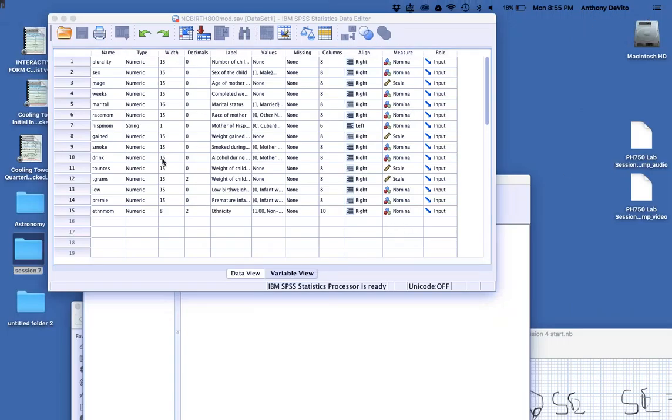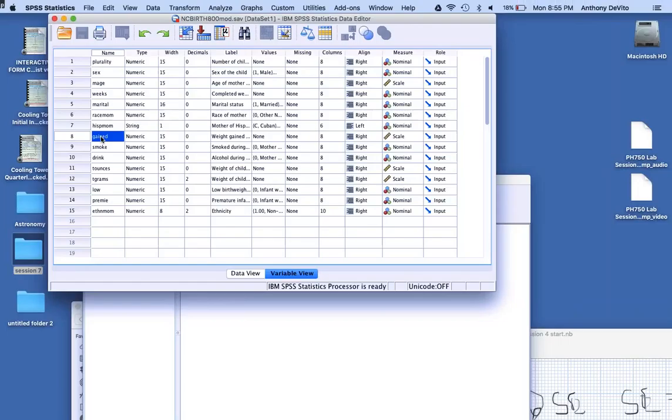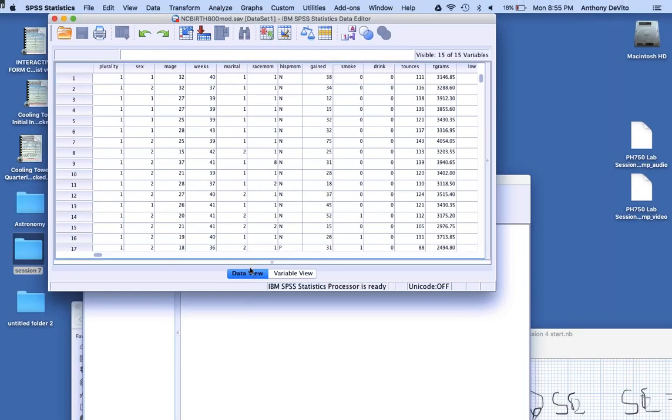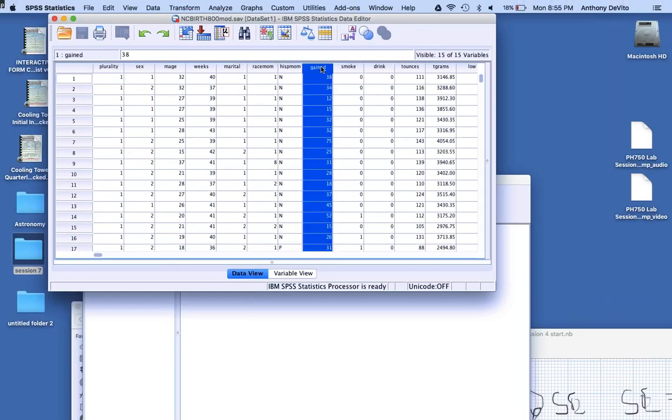Okay, let me see what I can do here. Smokers. Oh, here's the amount of weight gained, the North Carolina study. And if I go to the data view, we can see in the data view the variable gain, the amount of weight that each pregnant woman gained.